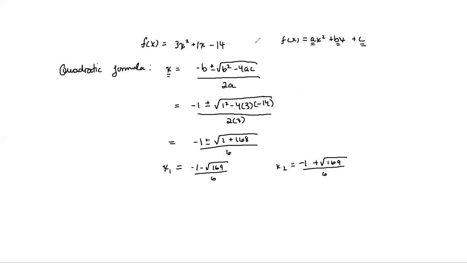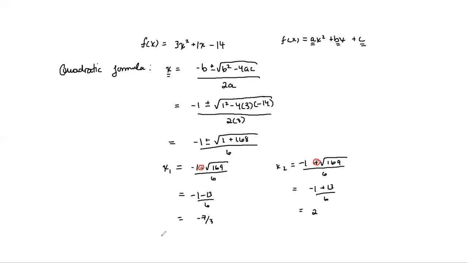So as you can see, we have a difference between this and this, okay? So that's how we're going to be able to find the two values of x. So I have minus 1, and the root of 169 is simply 13. So minus 13 divided by 6. And here I have minus 1 plus 13 divided by 6. So minus 14 over 6, or minus 7 over 3. And here 12 over 6, which is just 2.